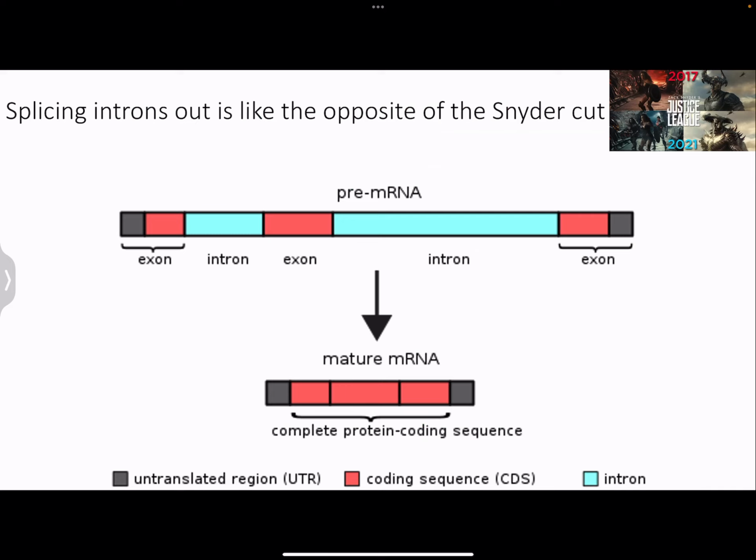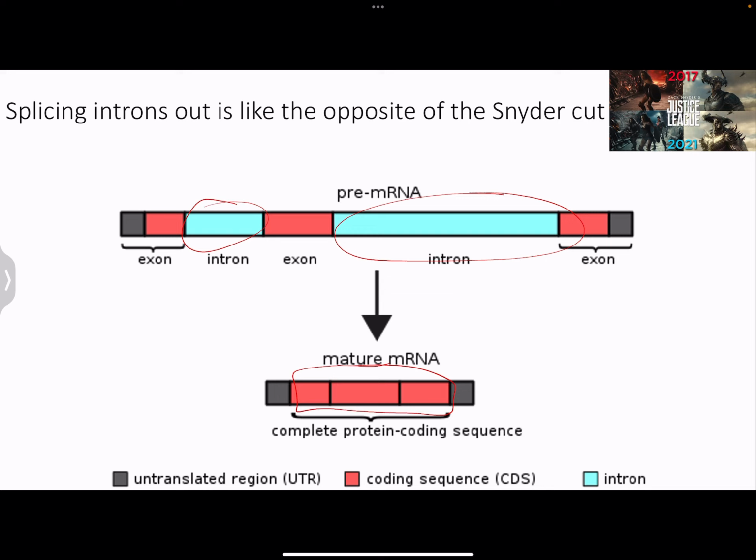We have to splice out introns. So I think of this as like the opposite of the Snyder Cut, right? He had a short movie that was like 2 hours, and he said, I'm going to put in all of this extra deleted scenes and footage to make it really long. It's the exact opposite. Here we're cutting out all of the footage that no one really wants to see, and we're making it a nice, tight, condensed, final product with no extra garbage.